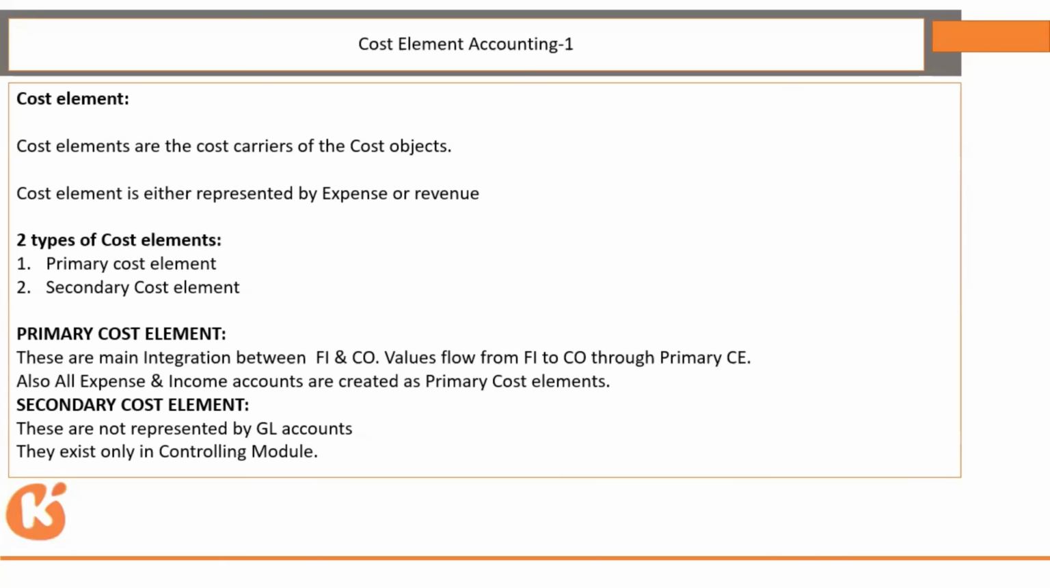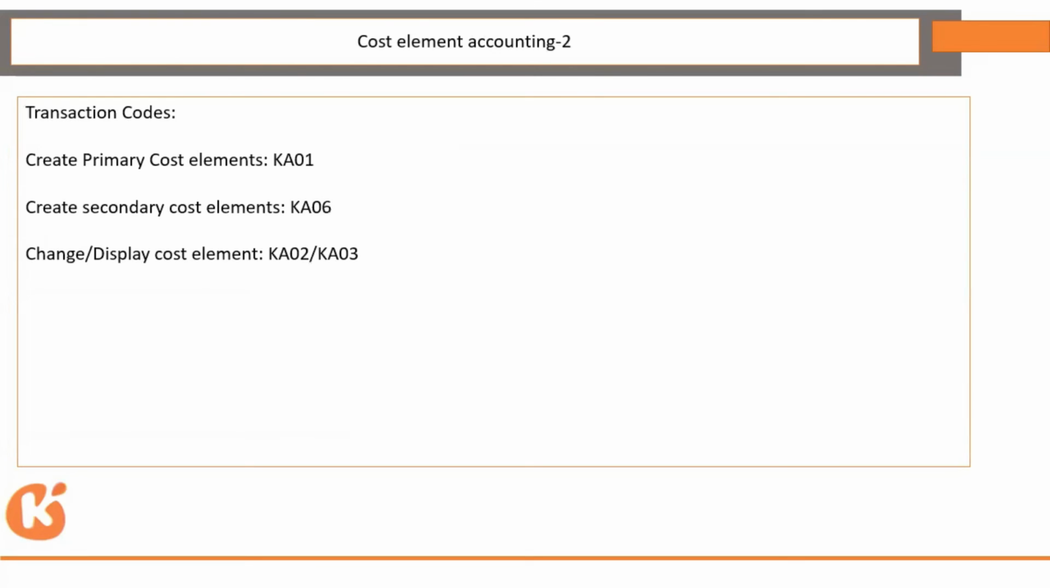And also they are used for allocating cost from one cost center to another cost center. Like you have a temporary cost center allocated, and you want to move the cost from one cost center to another cost center within the controlling area. So they are not used in finance. They are only available as secondary cost elements in controlling. They don't exist in finance, they only exist in the controlling module, and they do not represent any of the GL accounts. So this is about cost element accounting.